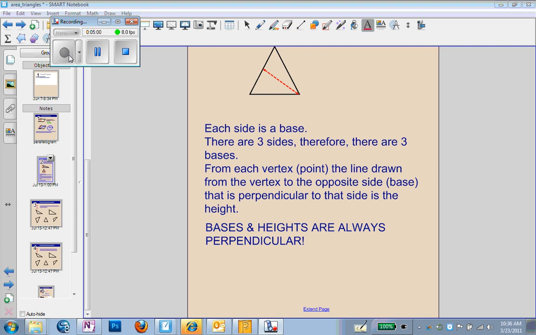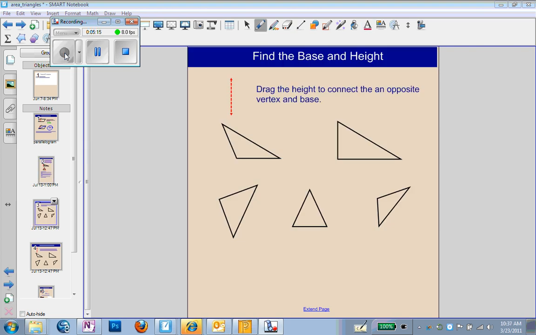Bases and heights are always perpendicular. So if you have two lines that come together to form a right angle, that's going to be your base and height. The two lines will be your base and height. So here I can go from this vertex to the opposite side and make a right angle. So therefore this is the height, one of the heights, and this is the base.